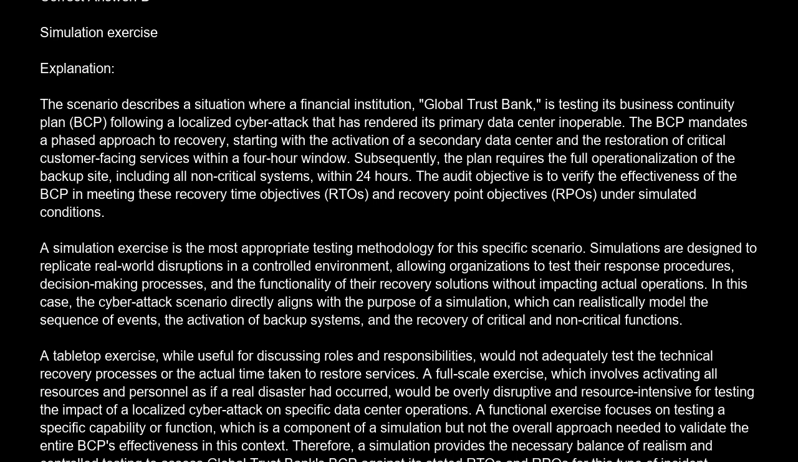A functional exercise focuses on testing a specific capability or function, which is a component of a simulation, but not the overall approach needed to validate the entire BCP's effectiveness in this context. Therefore, a simulation provides the necessary balance of realism and controlled testing to assess Global Trust Bank's BCP against its stated RTOs and RPOs for this type of incident.